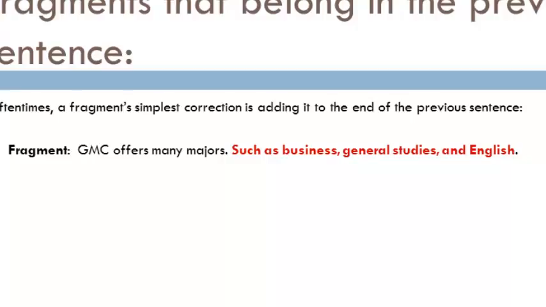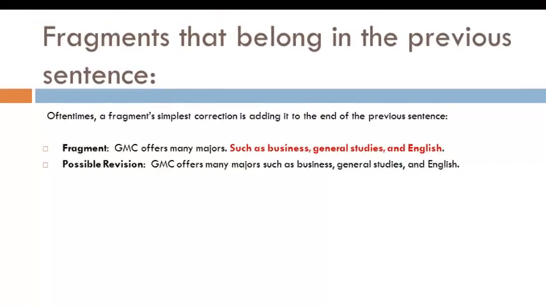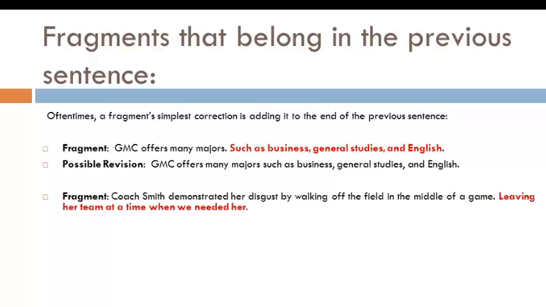Well, the quick and dirty correction for that is just add it to the end of the previous sentence. "GMC offers many majors such as business, general studies, and English." You see, there is no reason for that red part to be in its own separate sentence. Same thing is happening here. "Coach Smith demonstrated her disgust by walking off the field in the middle of a game, leaving her team at a time when we needed her."